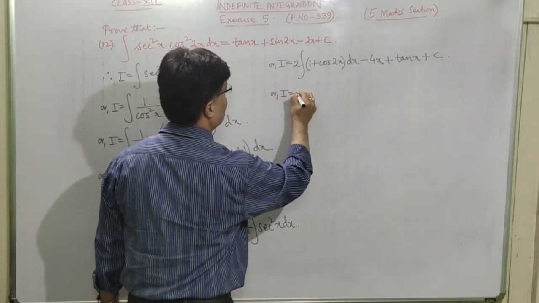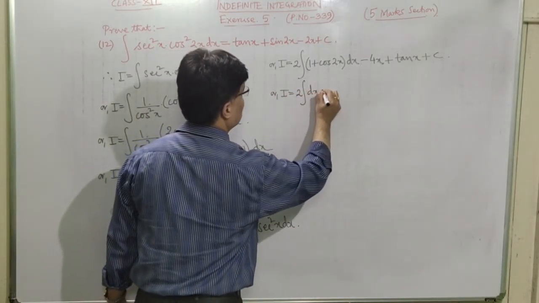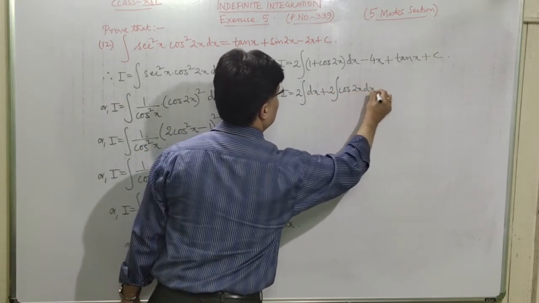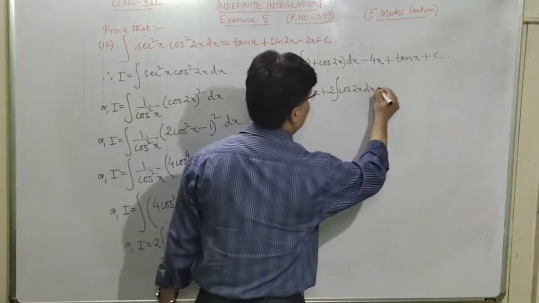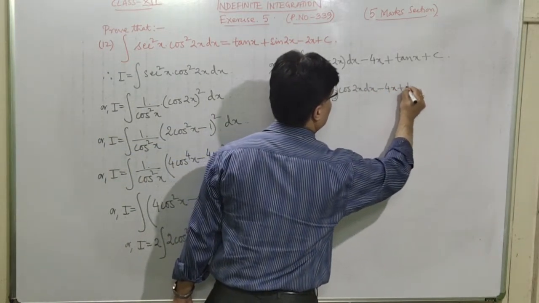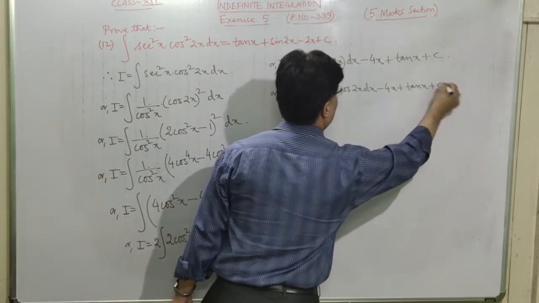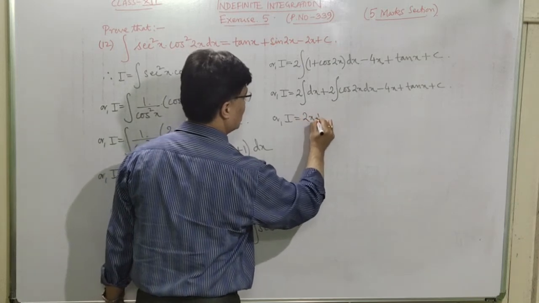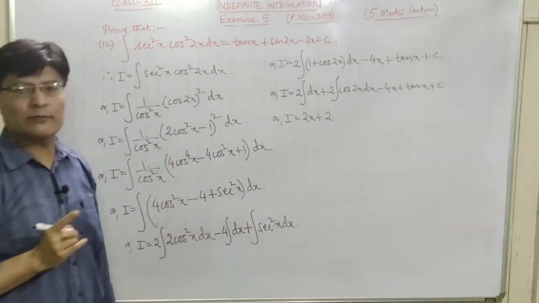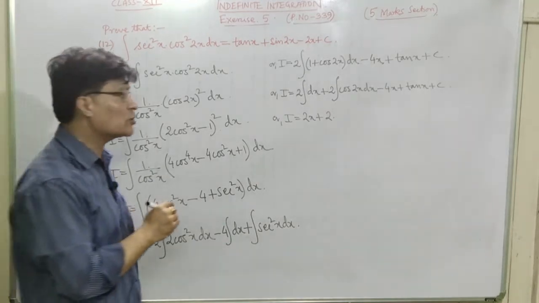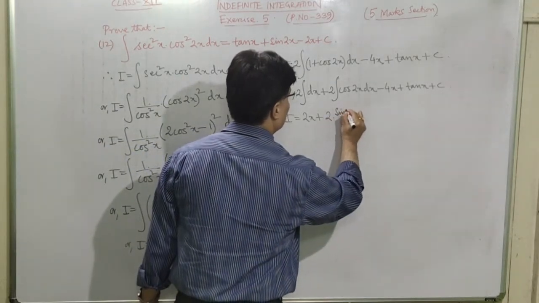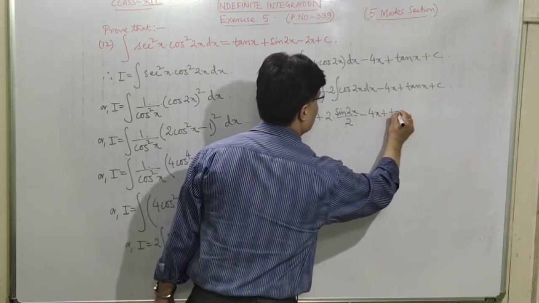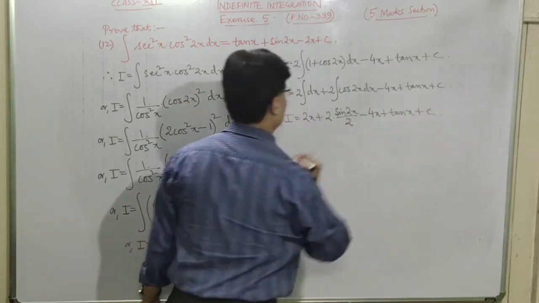I is equal to 2 integration of dx plus 2 integration of cos 2x dx, right? Then comes minus 4x plus tan x plus c. Or I is equal to 2x plus 2 into, what is integration of cos 2x? Differentiation of which function is cos 2x? That is your sin 2x divided by 2, minus 4x plus tan x plus c.